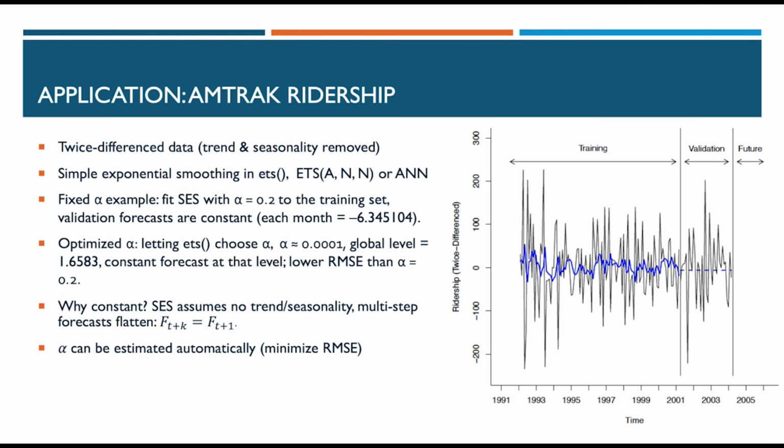And in this example, if we fix the alpha value to 0.2 on the training data, then the validation forecast is going to be constant. So each month we are going to get negative 0.63. But to optimize alpha, the technology can do that. If you ask the technology for the best alpha value that minimizes SE, it's going to do that for you. And in this case, alpha is going to be 0.0001, and we are going to see this.